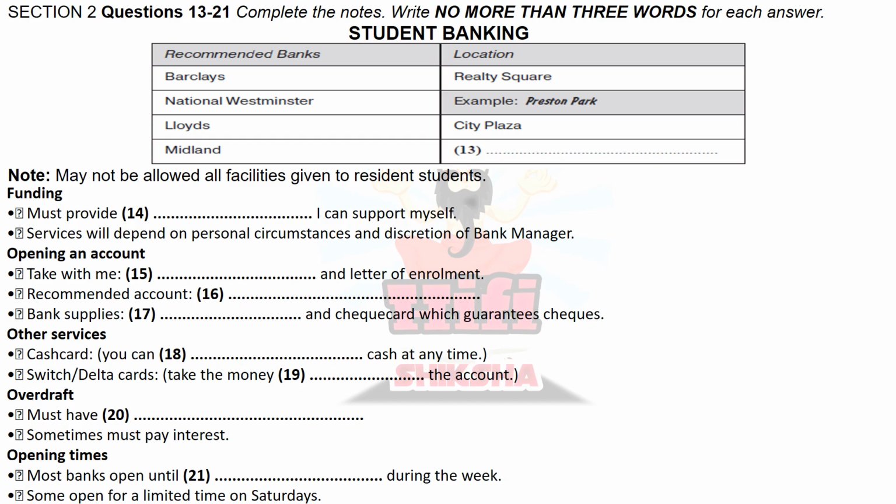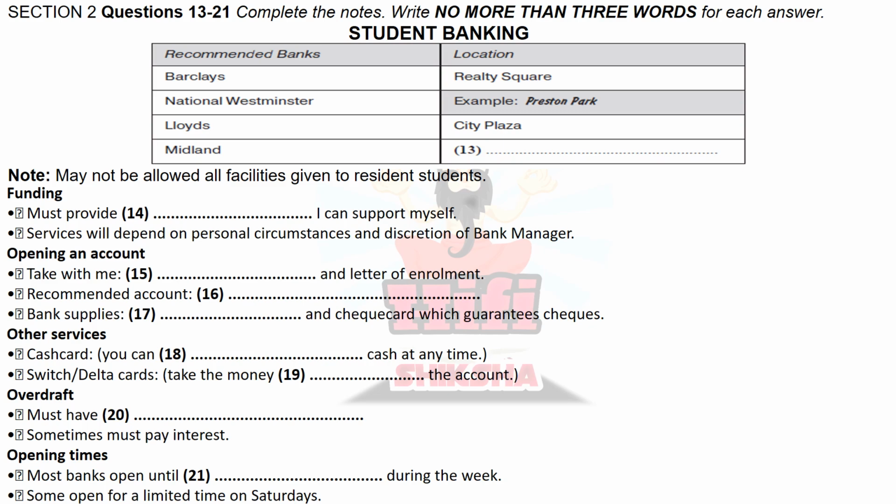Right. Well, as you probably know, you'll need to open a bank account while you're here. It's the safest place to keep your money, and it's best to open an account with one of the major banks. You should each have a handout with the names and addresses. There's Barclays in Realty Square, National Westminster in Preston Park, Lloyd's in City Plaza, and Midland in Hope Street. Okay, all these banks offer special student accounts.